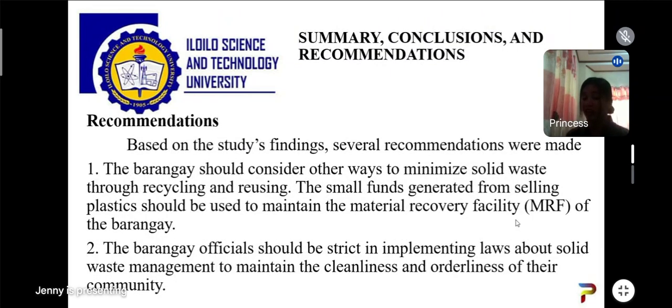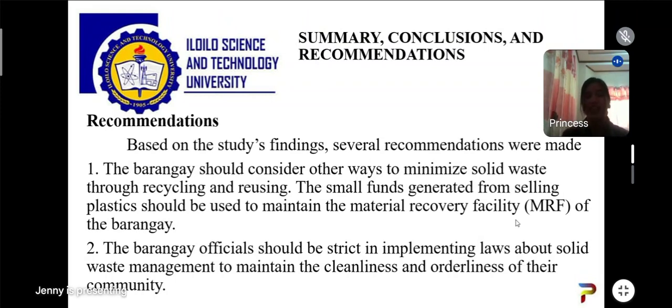So, as for our recommendations, it is based on the study's findings. Several recommendations were made. So, first, the barangay should consider other ways to minimize solid waste through recycling and reusing. So, the small funds generated from selling plastics should be used to maintain the material recovery facility or the MRF of the barangay.